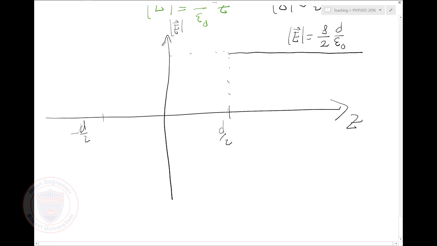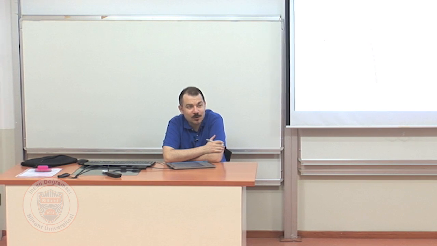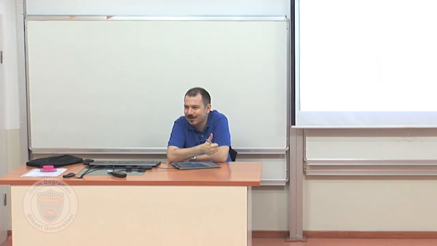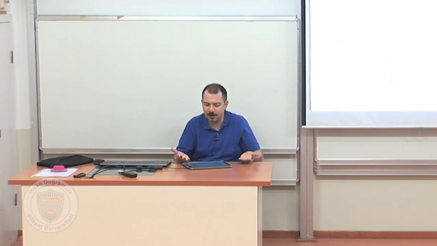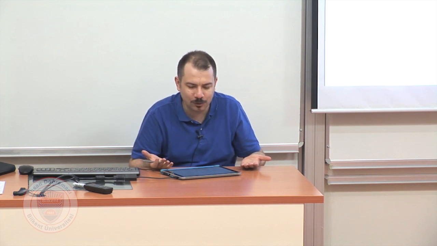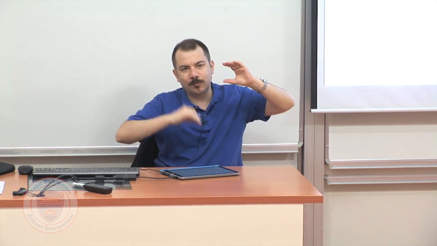Am I surprised? Not really. No, I'm not surprised, because I actually asked you to memorize one formula in this course, and it was that if I have an infinite plane with charge density sigma, the electric field is sigma over 2 epsilon 0. So what's rho times d? Rho times d is the effective surface charge density here.